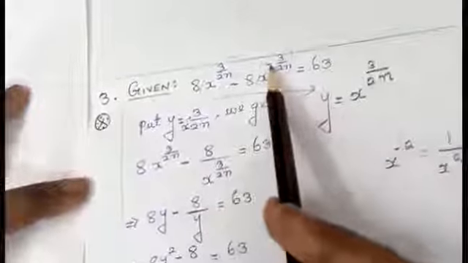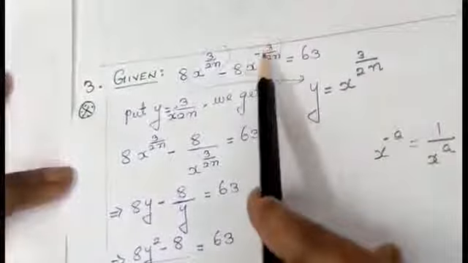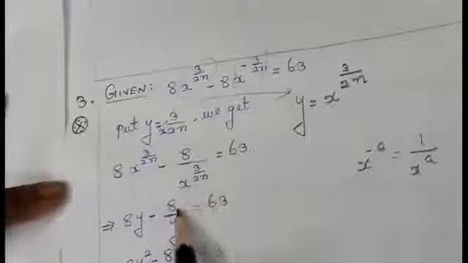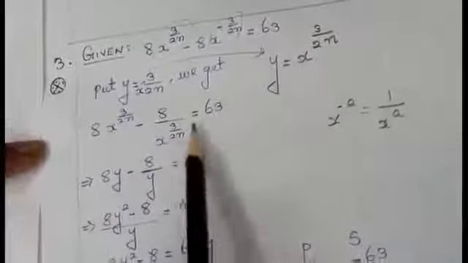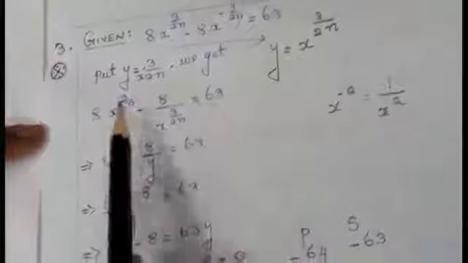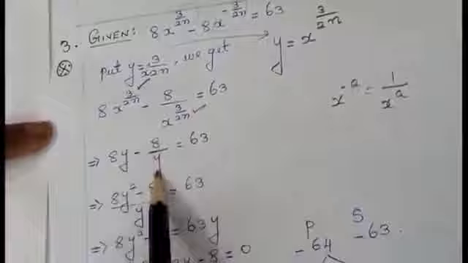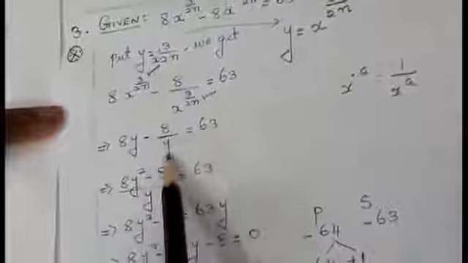Since we are having negative here, I am to replace this as positive. I am writing like this: minus 8 divided by x to the power 3 by 2n equal to 63. In place of these two values, I am replacing it as y. 8y minus 8 by y equal to 63. Cross multiply: 8y square minus 8 divided by y equal to 63.